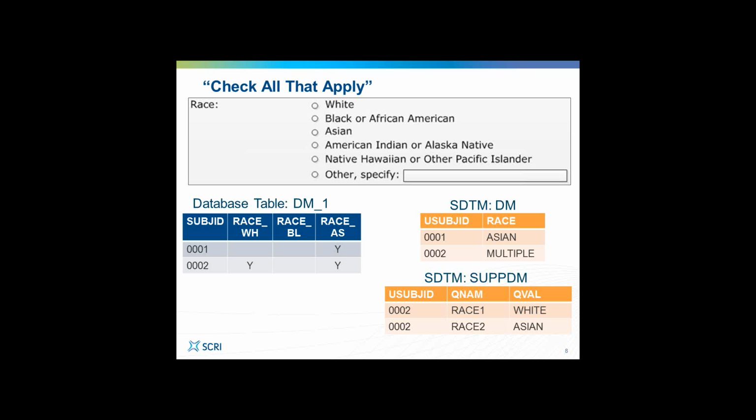However, with the second patient, because the site may have ticked white and Asian at the same time, you have two choices there. So what you do in your DM domain, the value of race will be multiple. In the SUPPDM, you put in the white and Asian in the QVAL variable.